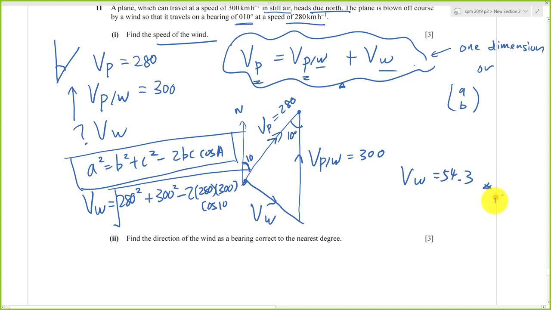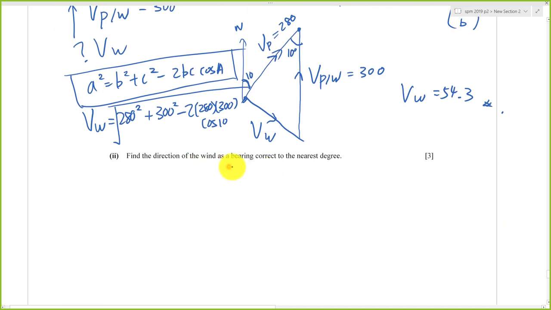Okay, then the next thing is they ask you to find the direction of the wind as the bearing correct to the nearest degree. So right now we have this speed 54.3. But the question is which direction the wind actually travels, because a different direction definitely means a different bearing, or a different angle. So in order to get the direction of the wind, I need to know what this angle is. Let's say this angle is 50 degrees, then the wind is in the bearing of 60. If this angle is 100, then we're in the bearing of 110. So therefore I need to find this theta.